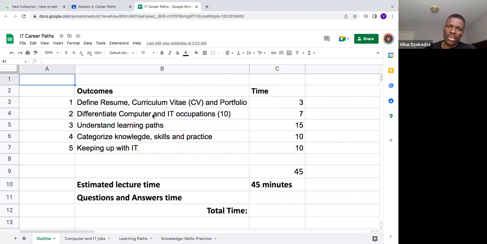So today we will be covering basic stuff about creating a resume, curriculum vitae, and a portfolio. What are their differences? We'll differentiate them just by defining them. We'll also talk about the 10 main occupations in computer and IT. We'll be leveraging the US Bureau of Labor and Statistics to help us with that. So that's where we'll get our numbers from.